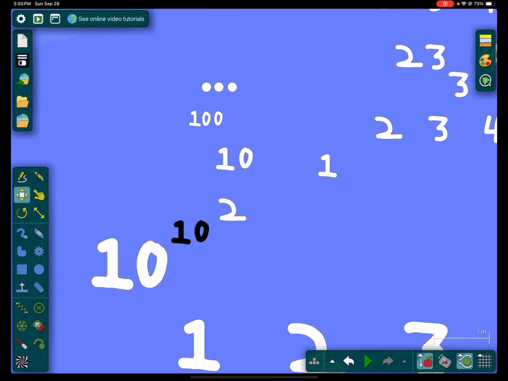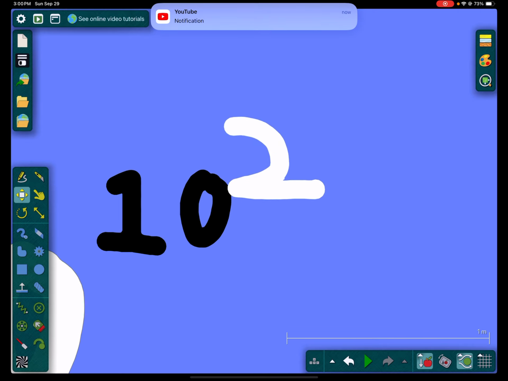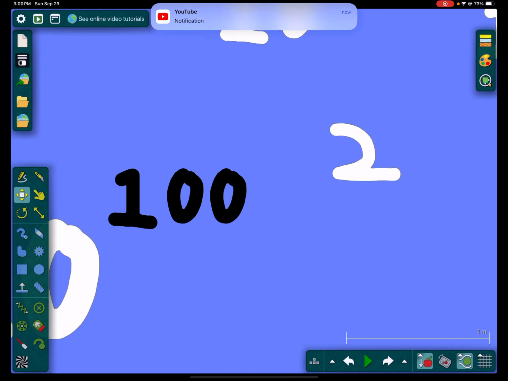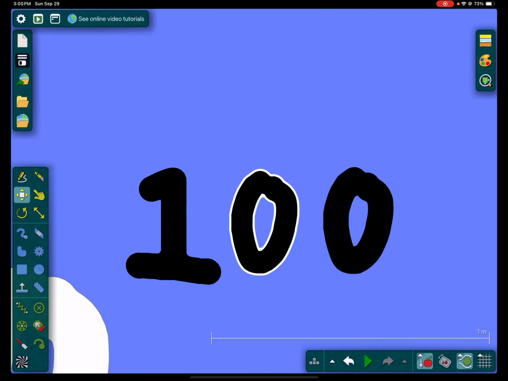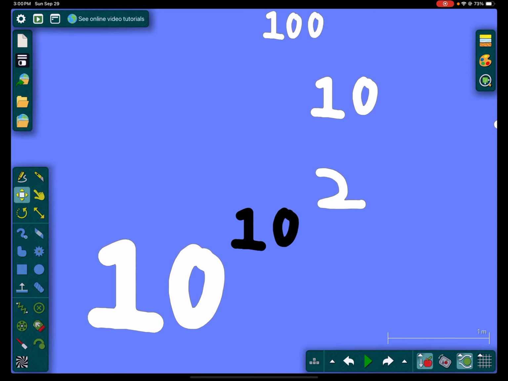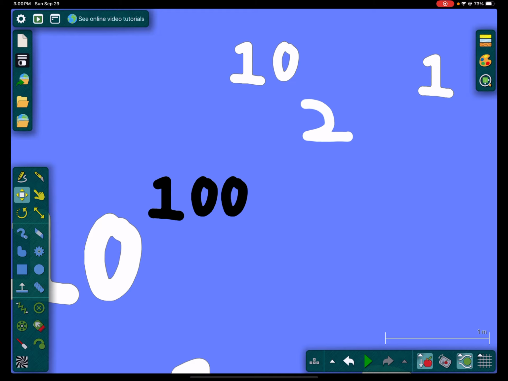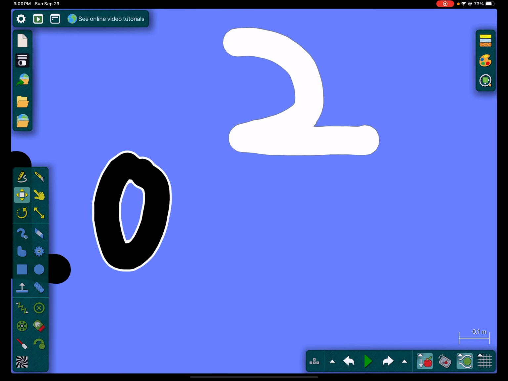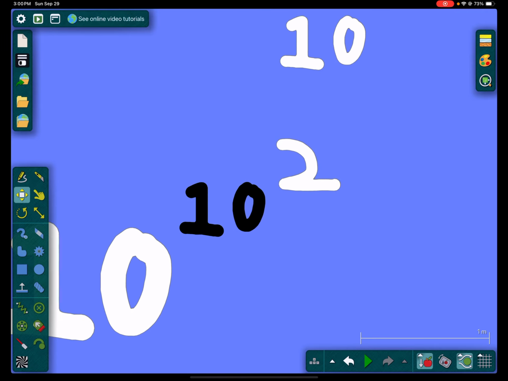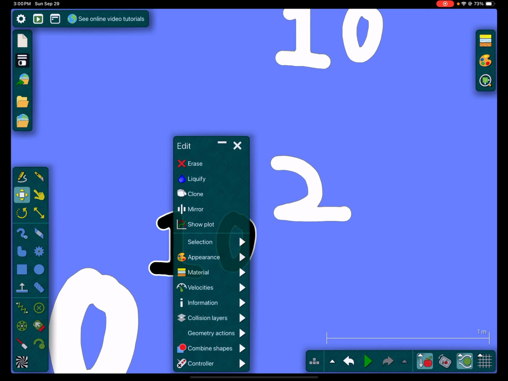Wait, is this too tricky? Here, 10 to the power of 2 is equal to 100, because that is 2 zeros. And 10 to the power of 100 has 2 zeros at the end of it. So 10 to the power of 10 to the power of 2 would be 10 to the power of 100.